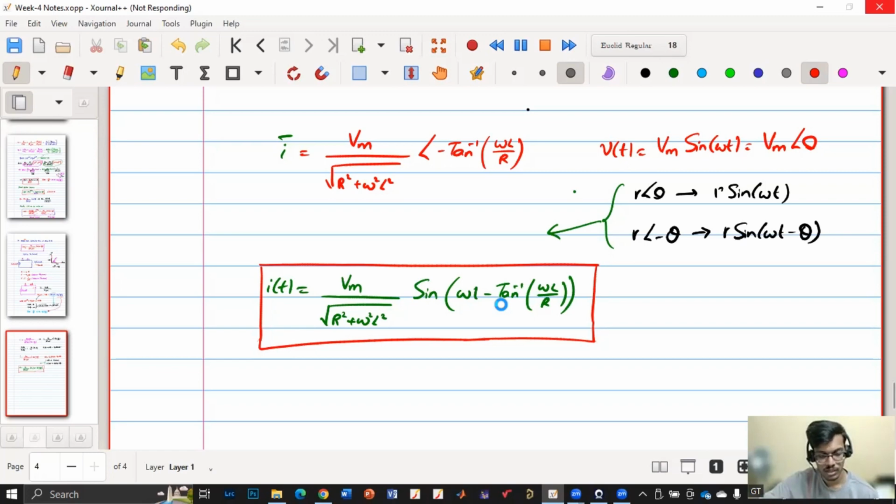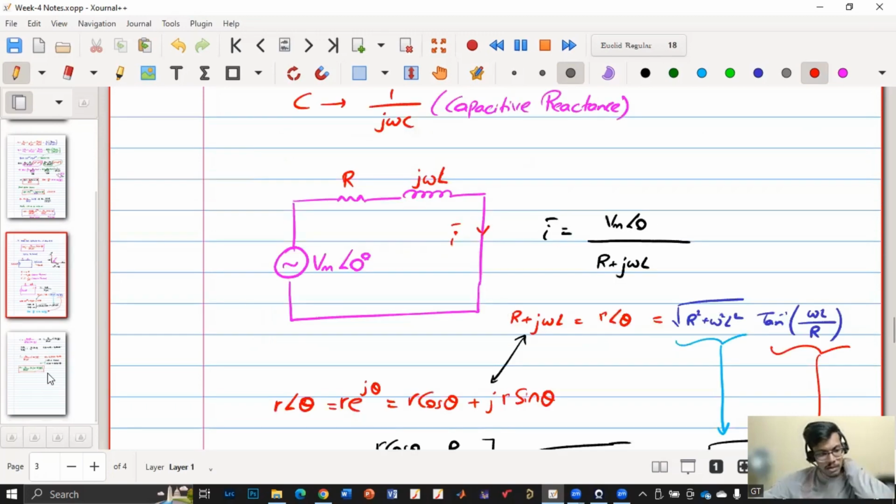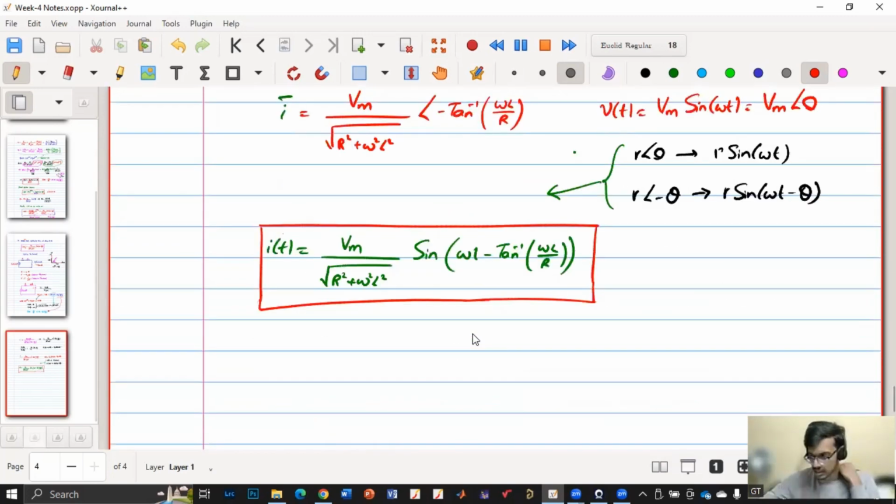If the input is AC and we are solving for currents or voltages at a steady state, then we need not go by the classical method where we solve the differential equation. Instead, we can use this simpler method and then we'll get the same expression.